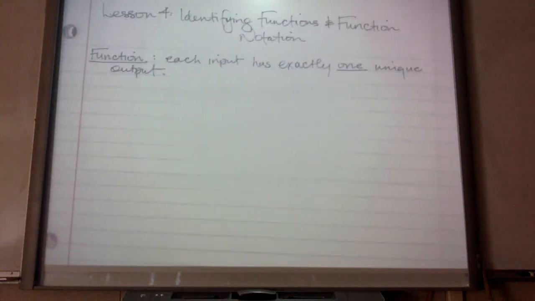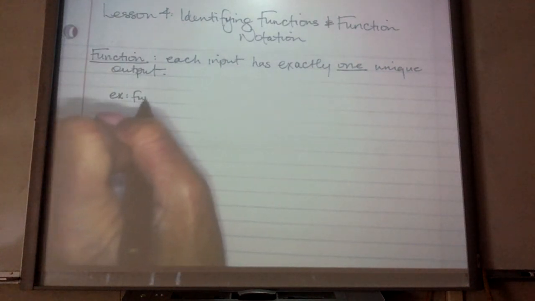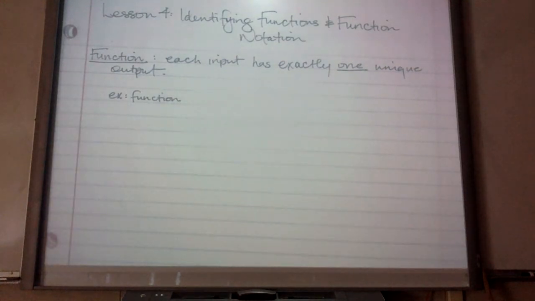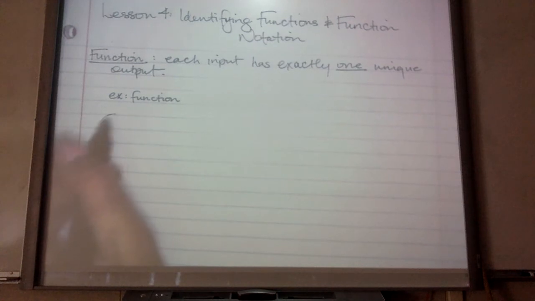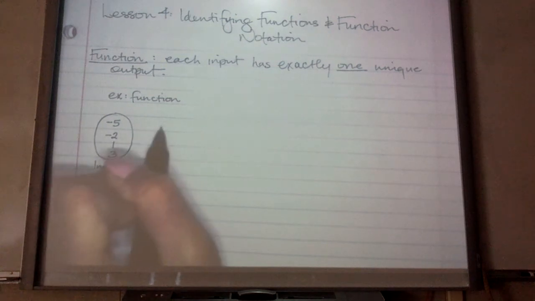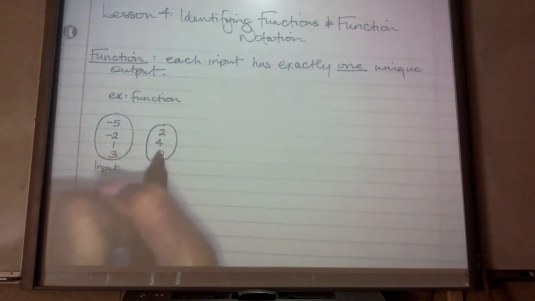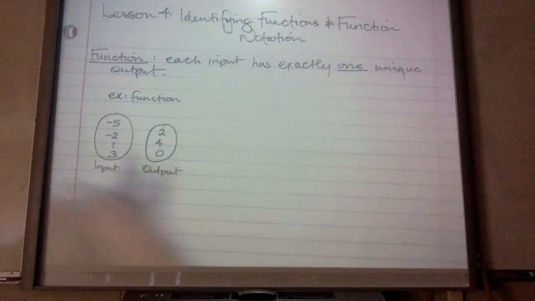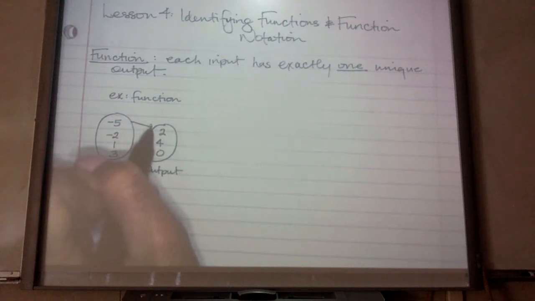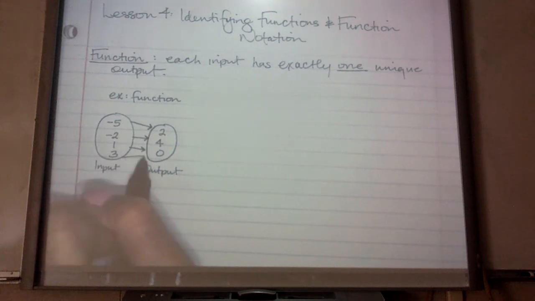Okay, so for example, here's an example of a function, and it can be shown in a table or in circles. Input is usually always on the left, so here's my input: -5, -2, 1, 3. Here's my output: 2, 4, 0. Let's say when I plug -5 into the function, it gives me 2. -2 gives me 4. Both 1 and 3 give me 0.